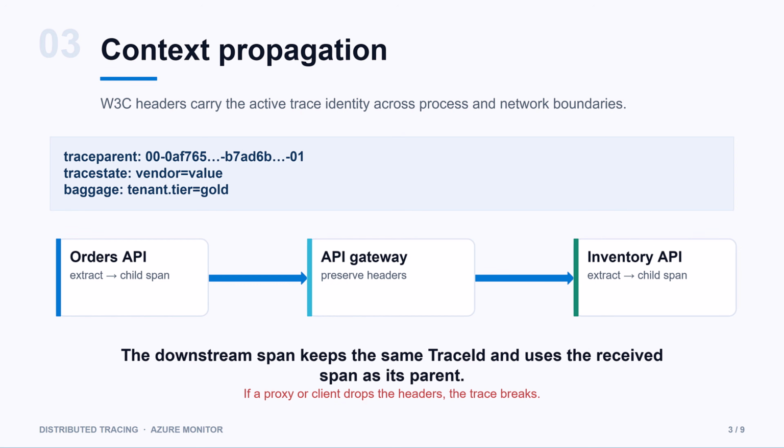Context propagation. W3C headers carry the active trace identity across processes and network boundaries. If you make any API calls, this trace information will go to the next step or to the underlying services. The downstream span keeps the same trace and uses the received span as its parent. If on the way a proxy or client drops the headers, then you will lose track of the traces.